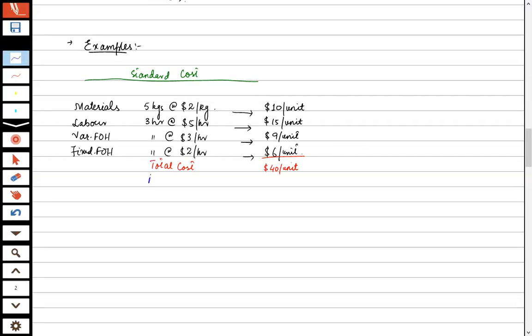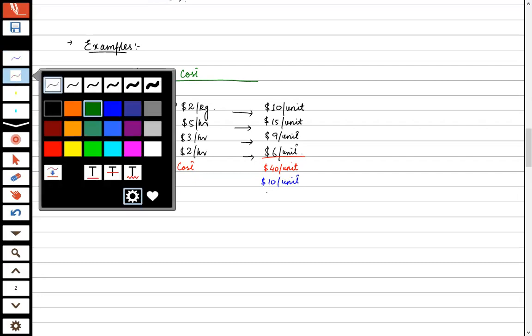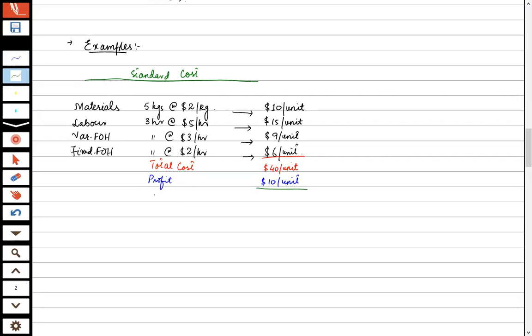So a profit margin, profit ratio will be added, that is $10 per unit. So the total selling price will be worked out as 40 plus 10, that is 50 per unit. It will be sold in the market.